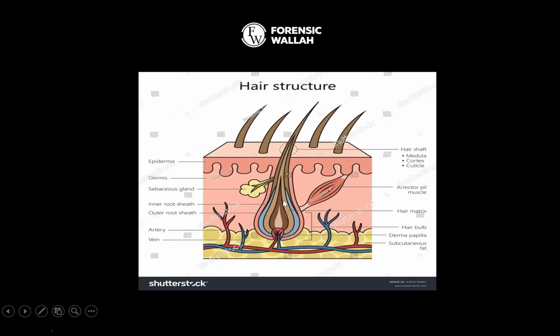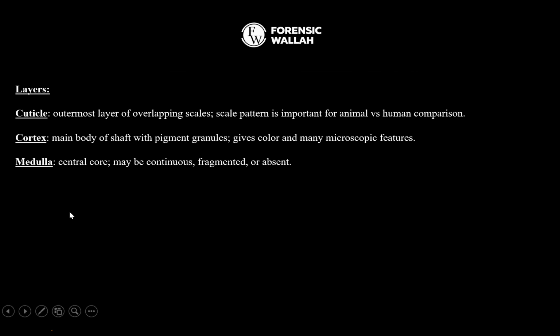There are two coverings which will basically protect your root sheath. Okay, this is about the structure of your hair. The main important layers of your hair: the outermost covering is the cuticle, then comes your cortex, and the central or middle one is your medulla.